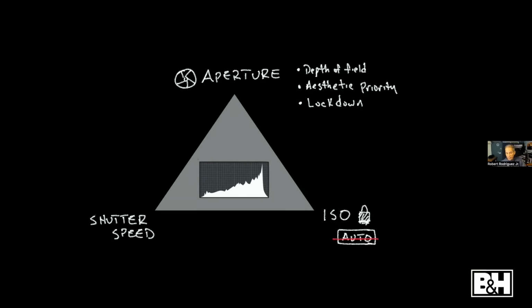So I lock the ISO as low as possible. By that, I just mean I set it at 100 or whatever my lowest is for the camera, and I leave it. I don't adjust it any longer, and I don't have to think about it anymore. The first thing I really think about is my aperture.